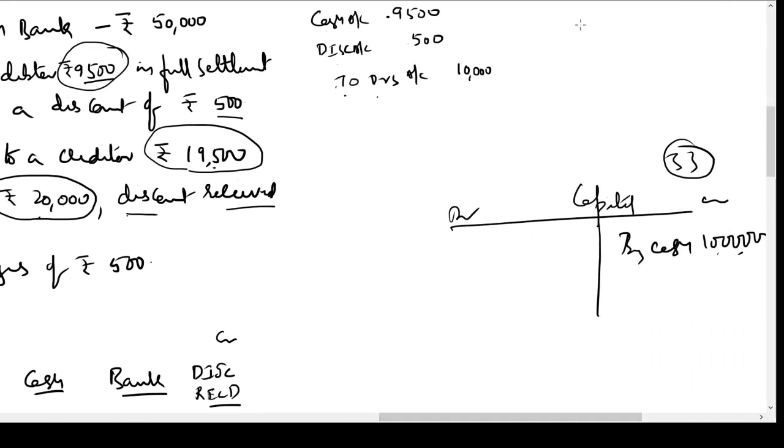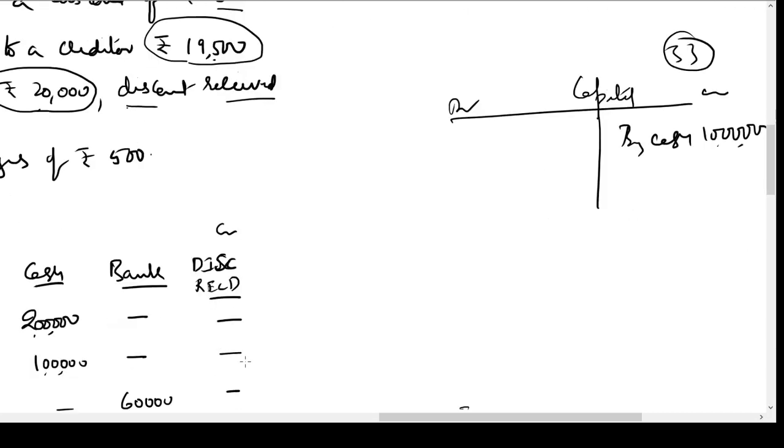The journal entry for this transaction is: creditor's account should be debited with 20,000 because I have to close the account. We are issuing him a check. That means bank account has to be credited with 19,500. The balance 500 is a gain for me, which is credited to discount account, or the discount received account. Discount received account. So we can see the discount received column here in the triple column cash book.